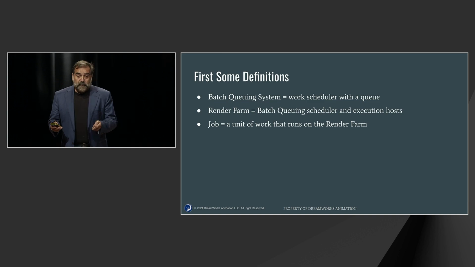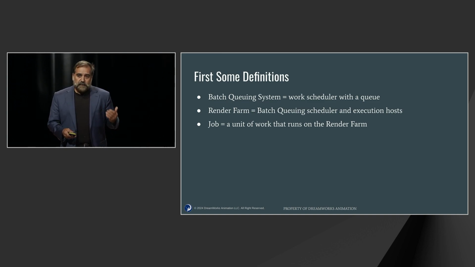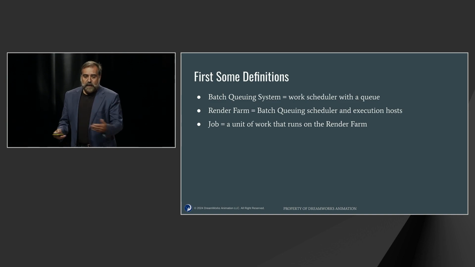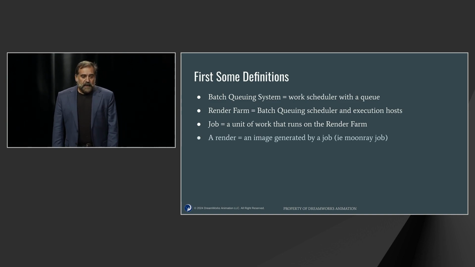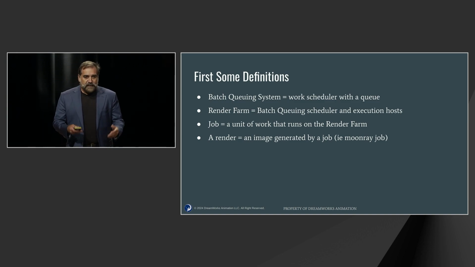A unit of work that runs through our render farm we refer to as a job, and that's the piece that gets scheduled out to run on some compute. And then a render is an image that a job generates. Now, not all the jobs that go through a render farm are rendering images, but the bulk of it is, so we just call it a render farm, and everyone speaks of it that way.